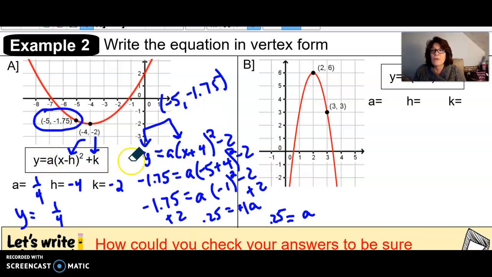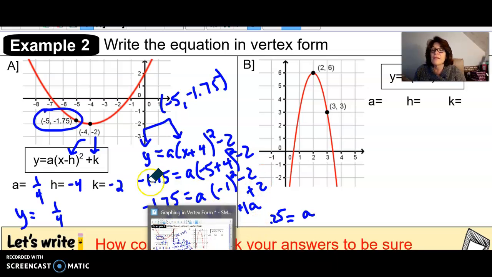Okay, I had to put the whole equation in. y equals a times (x plus 4) squared minus 2. Then we put -5 in for x, -1.75 in for y. -5 plus 4 is -1. -1 squared is +1. Okay, I added 2 to the other side, and that's how you get that answer.